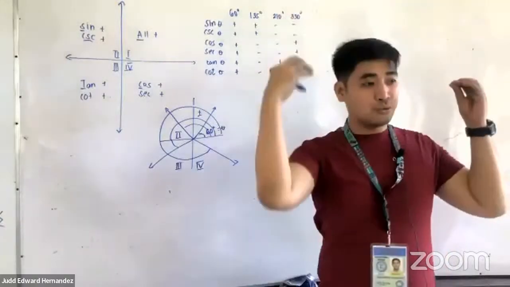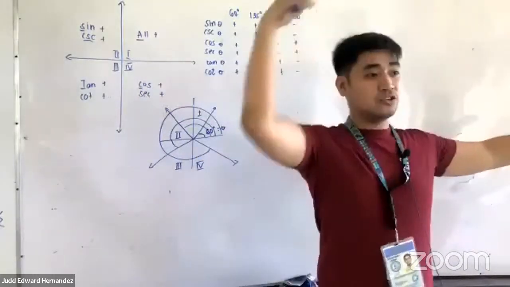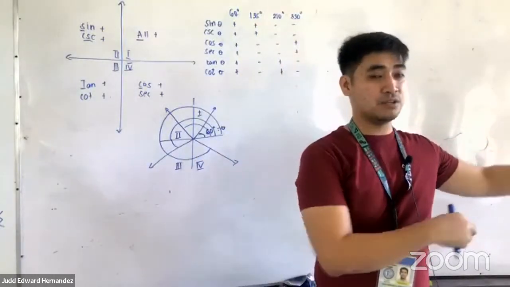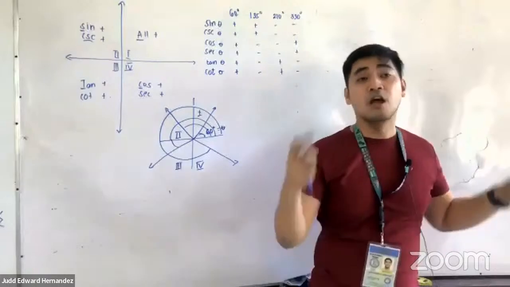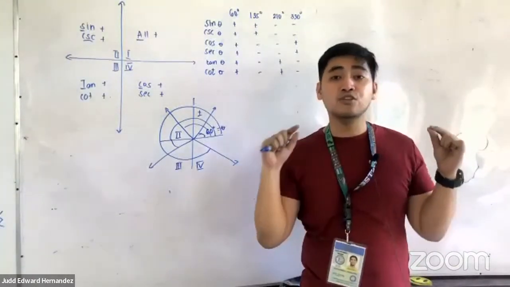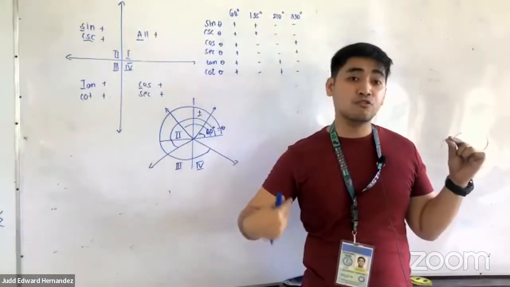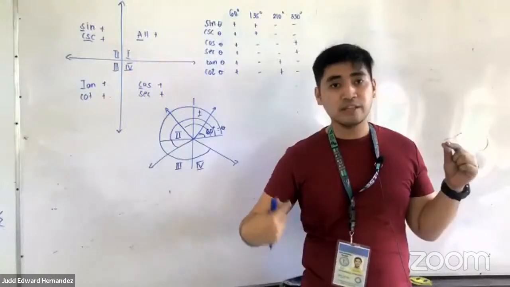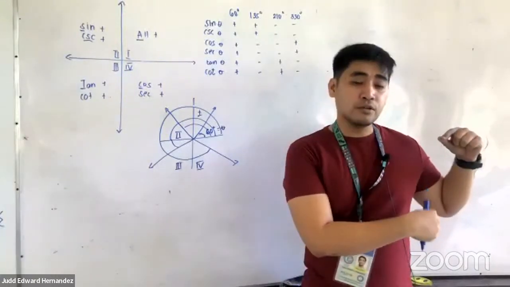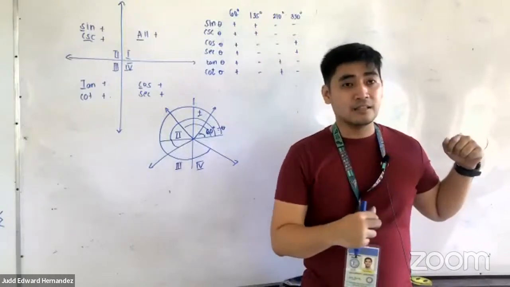Add sugar to coffee. Hinati natin sa 4. So, ganun lang po siya para hindi tayo malito. First quadrant, add, letter A, all positive. Second quadrant, sugar, sine, cosecant, positive. Third quadrant, 2, tangent, cotangent, positive. Fourth quadrant, C, coffee, cosine, and secant, positive.